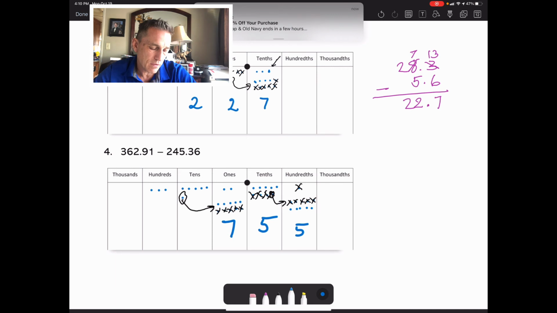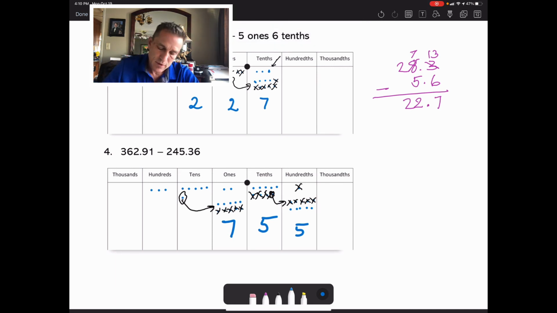Okay, so now I'm going to take away 4 tens. And it looks like there's enough tens to do that. So I'm going to take away 1, 2, 3, 4. This one's already gone because it was converted into ones. And so there is 1 ten left. And now I have 3 hundreds here, and they want me to take away 2 hundreds. So I'm going to take away 2 of them. And I'm left with 100. So it looks like my difference is going to be 117 and 55 hundredths.